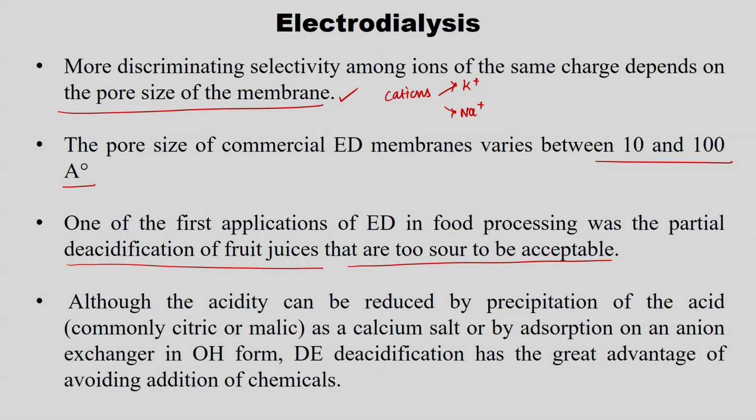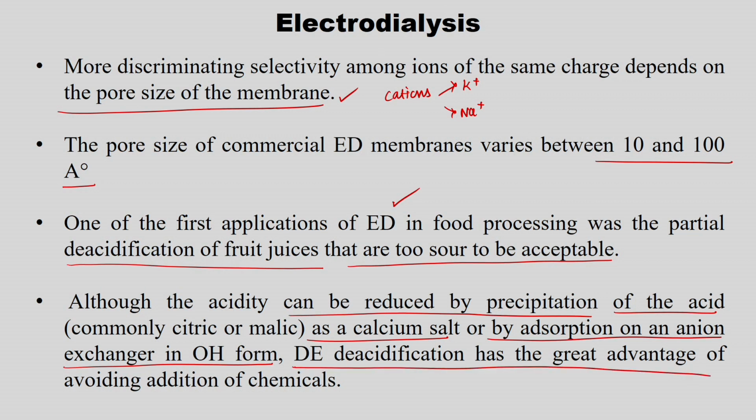So, to remove the acid component, or deacidification, of fruit juices, ED was first employed in the food processing industry. Although the acidity can be reduced by precipitation of the acid, commonly citric or malic acid, as a calcium salt, or by adsorption on an anionic exchanger in OH form, electrodialysis deacidification has the greater advantage of avoiding addition of chemicals.